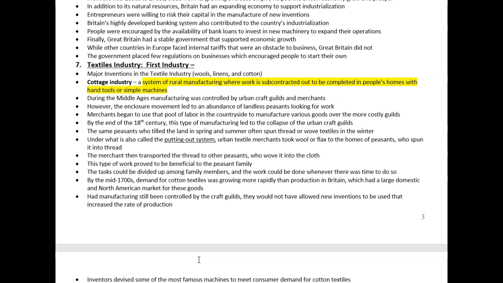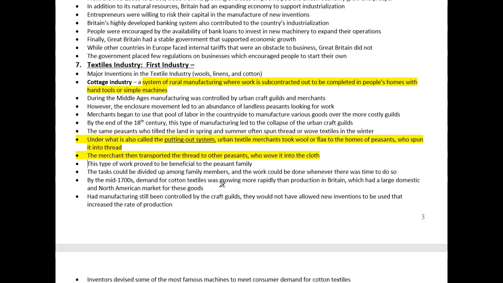The same peasants who tilled the land in spring and summer often spun thread or wove textiles in the winter. Under what is also called the putting out system, urban textile merchants took wool or flax to the homes of peasants who spun it into thread. All right, because that is an underlined term, we're going to go ahead and highlight everything around that as well. The merchant then transported the thread to other peasants who wove it into cloth. Okay, so this is a two-step process, not just spinning, but also weaving.